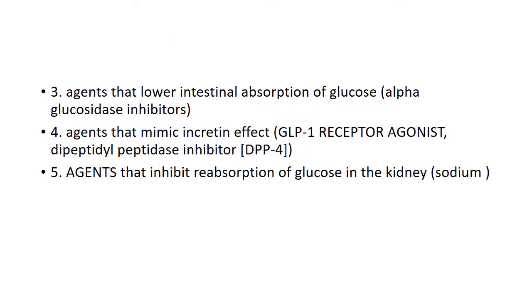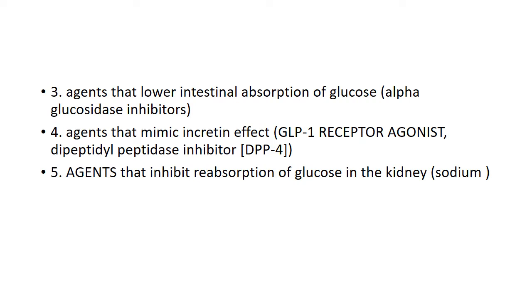Number 3 are the agents that lower intestinal absorption of glucose, and these agents are called alpha glucosidase inhibitors. Number 4 classification of agents is those that mimic the incretin effect. These are GLP-1 receptor agonists, and number 2, dipeptidyl peptidase inhibitors, that are DPP4 inhibitors.